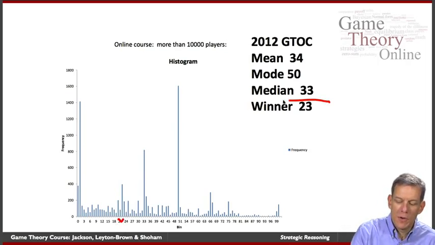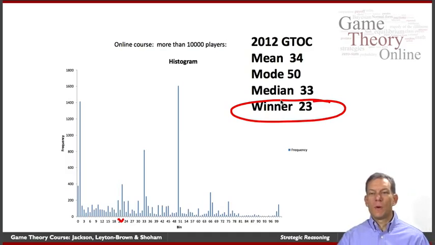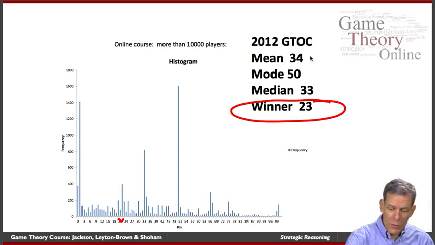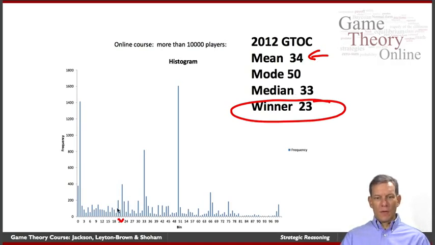You know what the winner in this game was? The winner was actually 23. So 2/3 of the average guess here was about 23. The mean was 34. And so one of these people randomly would end up being the winner of this game.